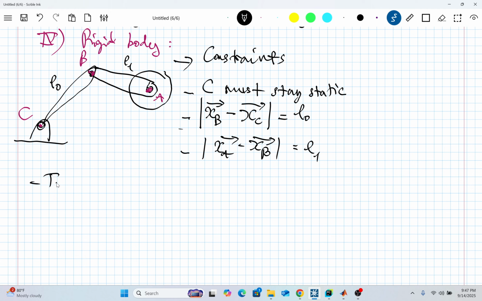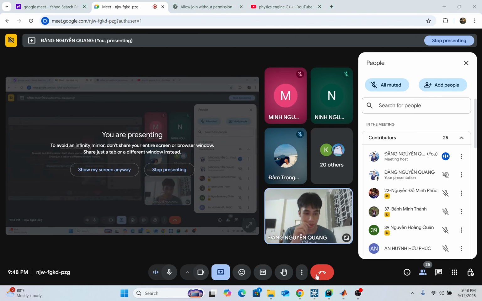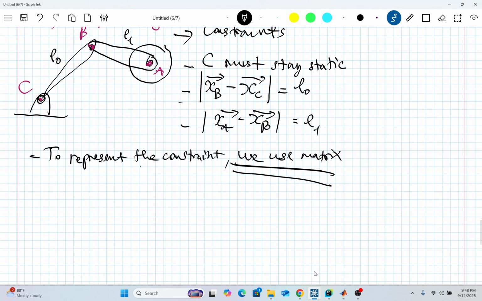And to represent the constraints, we use a matrix. So matrix là ma trận ấy. Vậy thì why do we have to use a matrix? I assume that we have a set, right? We have this one. We would like to solve for XA, XB, and XC. This is what we want to solve.